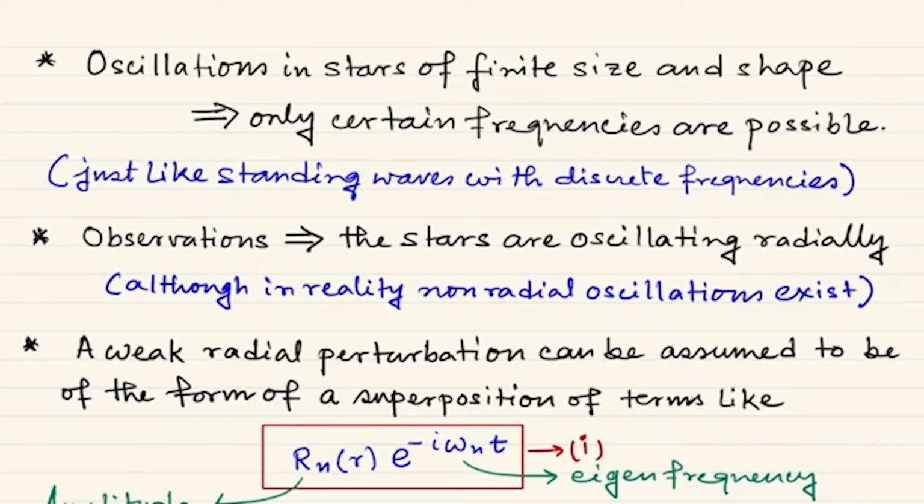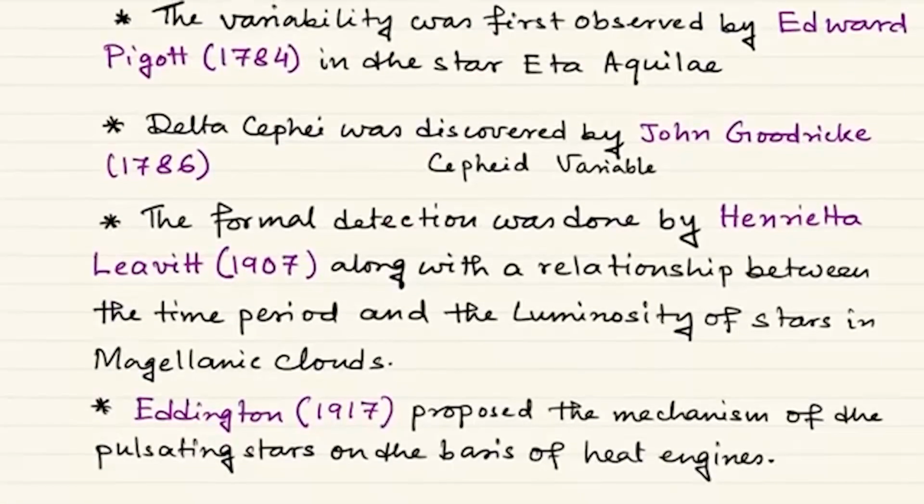Of course this was all about the history. Now coming back to the theory part, Eddington gave the first proposed mechanism for these oscillating stars using the concept of heat engine. But nowadays we know that there are several mechanisms possible for such pulsation. One is known as the kappa mechanism, one is the convection mechanism, one is the tidal excitation mechanism. You can search over all these things.